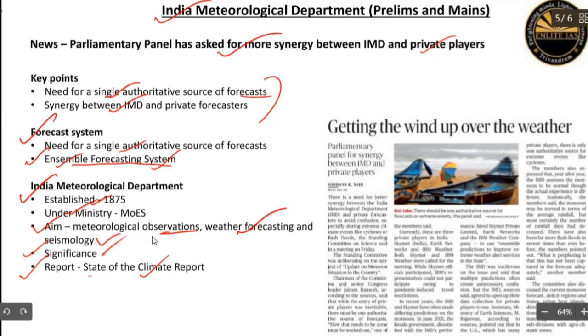Concerning its reports, it publishes a State of the Climate report for the previous year, whereby it explains rainfall and temperature variations in the country, and also the deaths that have been caused due to disasters. So these are the key things that you have to know in the context of IMD.